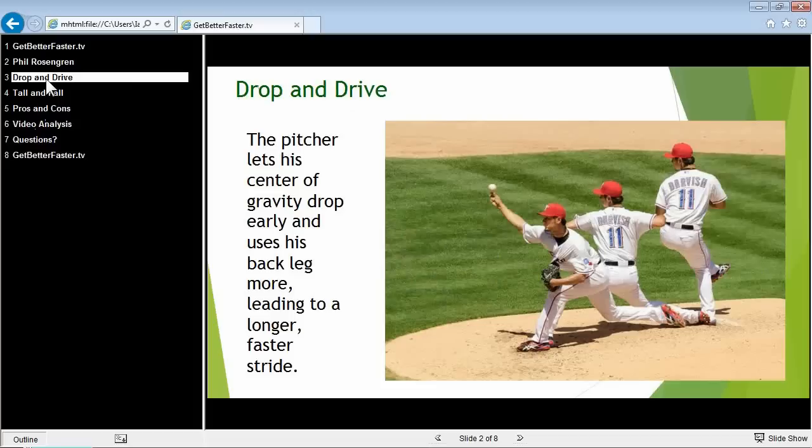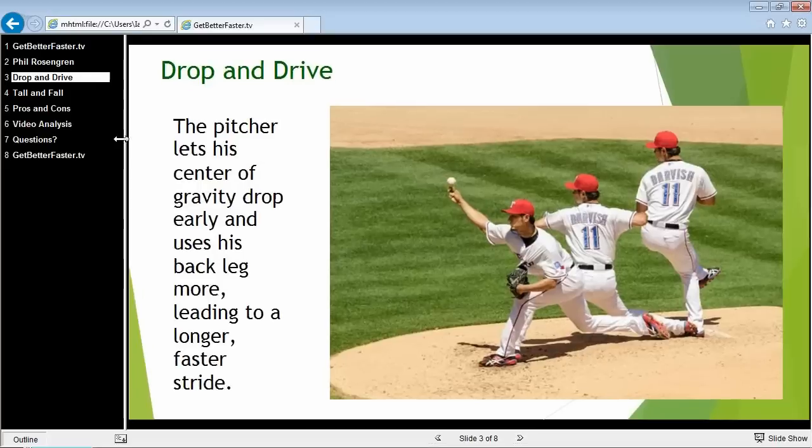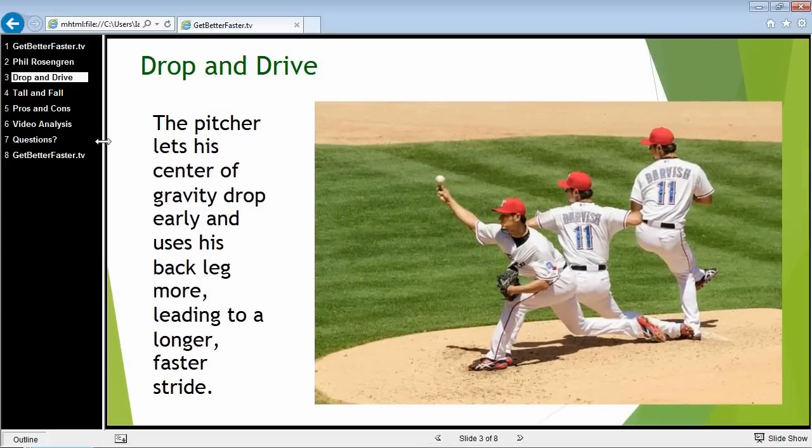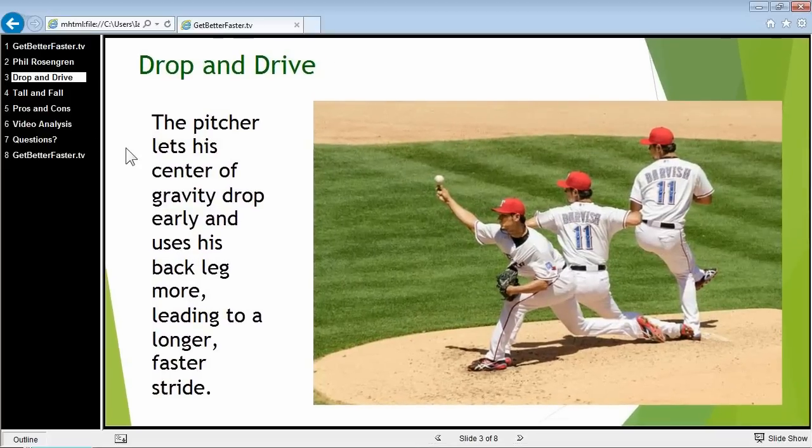Sure, yeah, there are basically two schools of thought. You've got drop and drive or tall and fall. Drop and drive is basically, I'll just read the definition here, a mode of your pitching motion where the pitcher lets his center of gravity drop early in his stride and uses his back leg a little more, which usually leads to a longer, faster stride. And you think of guys, right here you've got Yu Darvish. You can see in this picture he's letting his hips drop as he comes out of his stride, and then he's got a real long, powerful stride.